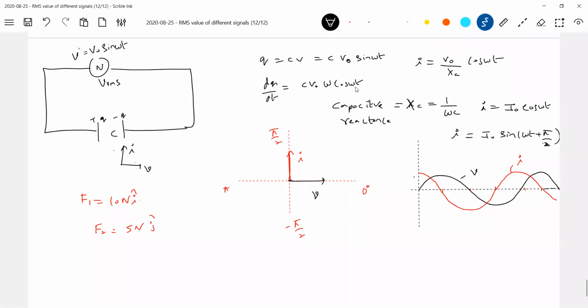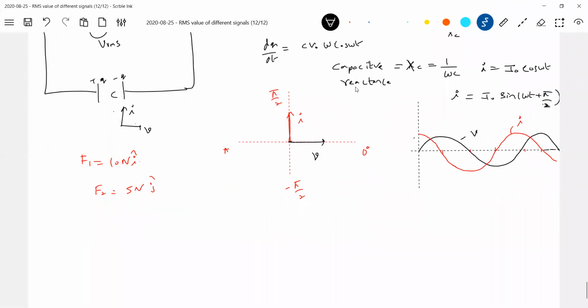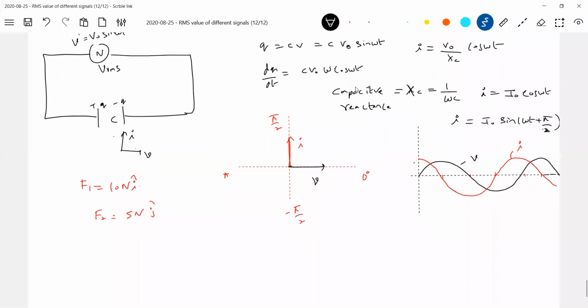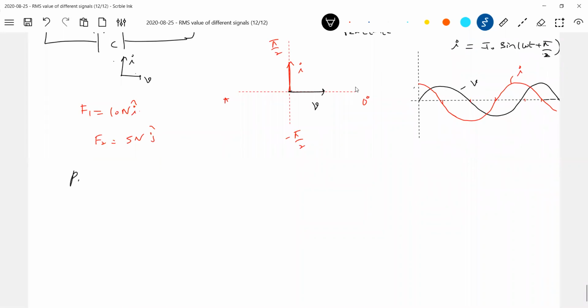Now I'm interested in the power. We'll see what happened to power across the capacitor. So we have the equation for current and also the applied voltage. What is the applied voltage? V naught sine omega t. Instantaneous power equals V into I: V naught sine omega t times I naught cos omega t.